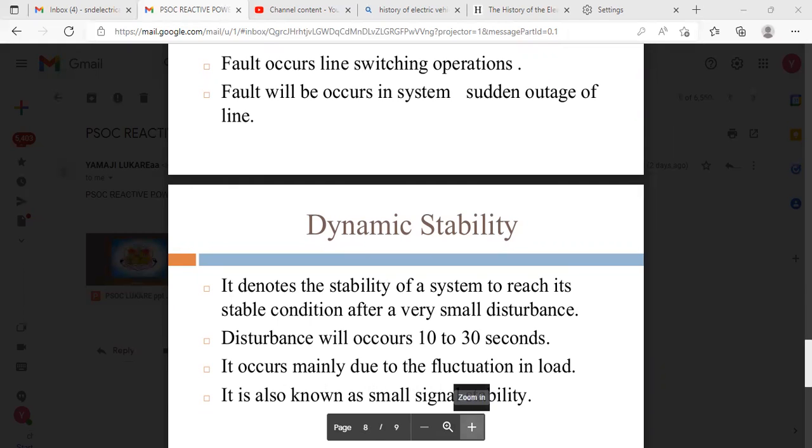Dynamic stability is also called small signal stability, and it reaches one condition after a very small disturbance. The time period of these conditions will be very short. According to the duration, it is only disturbed for 10 to 30 seconds. After 10 to 30 seconds, it will go into the continuous state.